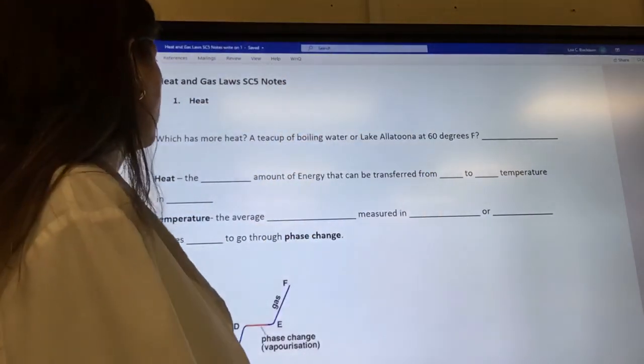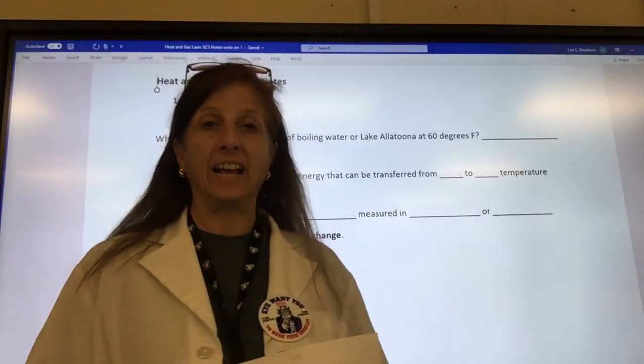Okay, so heat. Our first question is, which do you think has more heat?